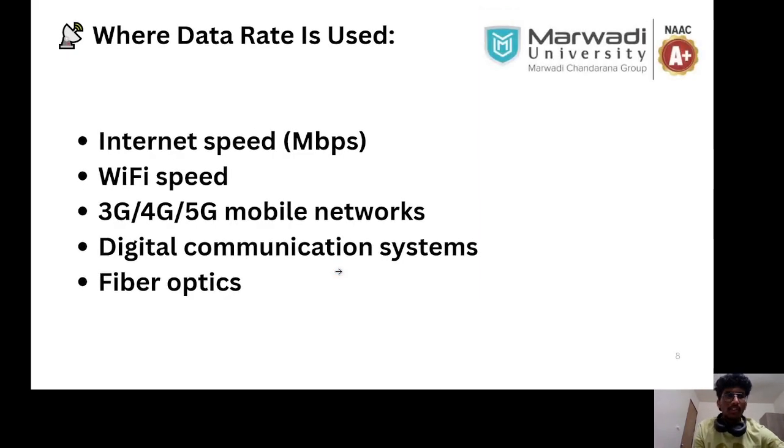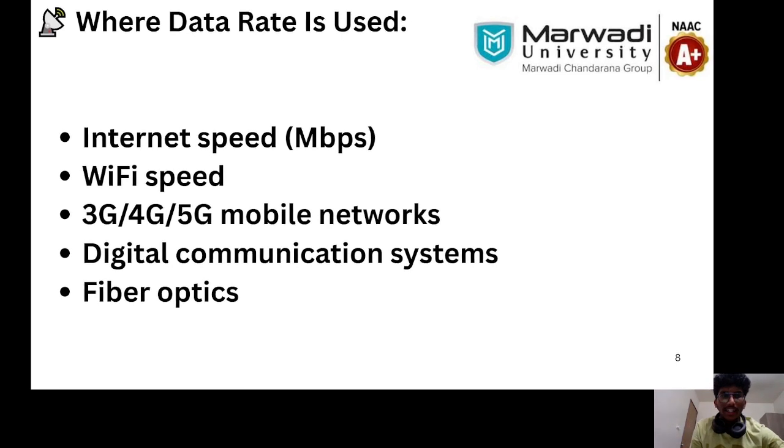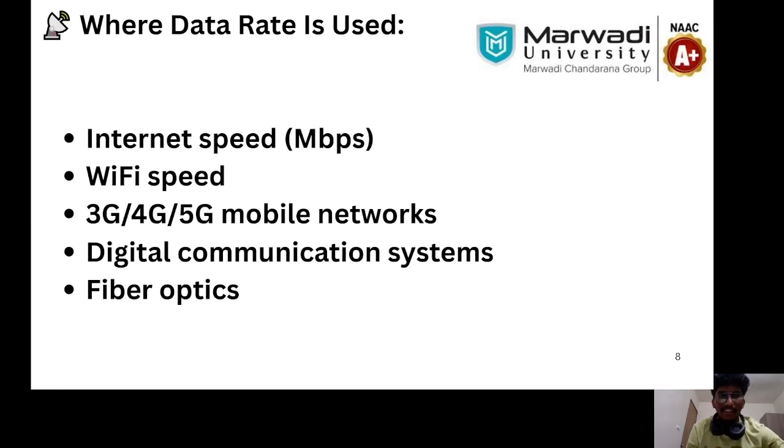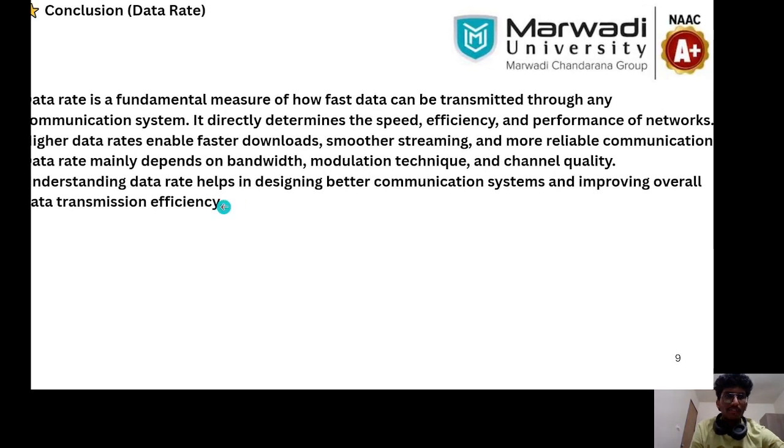And here is where data rate is used. Data rate is widely used in computer networks, mobile communication systems, internet services, satellite communications, video conferencing, and IoT devices. It is essential in 4G and 5G broadband connections, Wi-Fi networks, and digital broadcasting systems to ensure fast and reliable communication. And here is the final one, the conclusion of data rate.